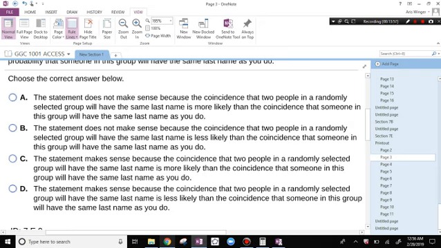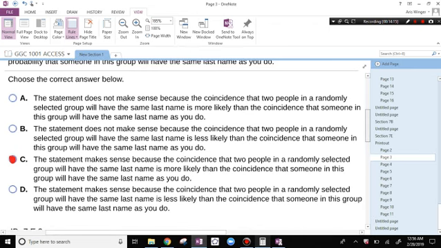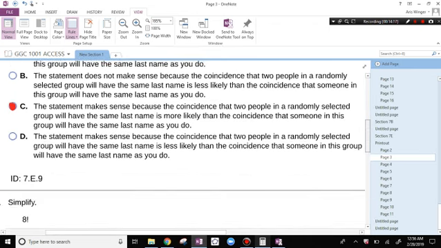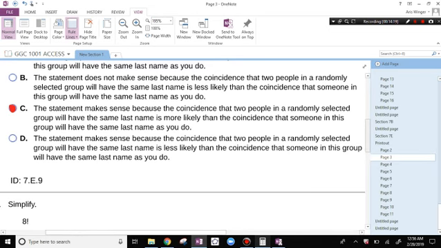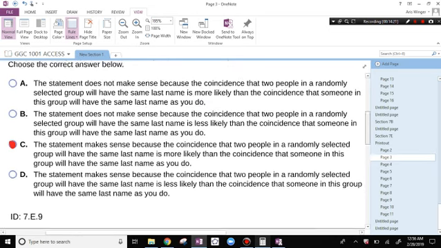So the statement makes sense because the coincidence of any 2 people having the same last name is higher than just me, right? I'm actually just a subset. So me having the same last name as anybody has a lower probability than any 2 people in the room having the same last name, because there's more of them than me. So it's much more likely that that happens for them.